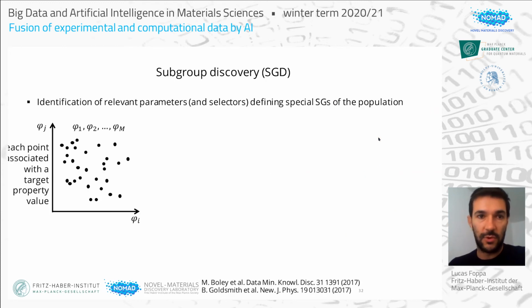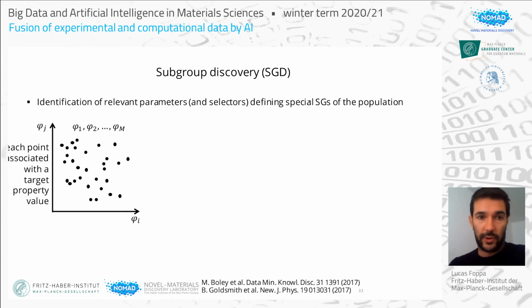So what do we do here? You heard about subgroup discovery before. I'm just giving you a short recap on that. The idea of using subgroup discovery here is that we would like to focus on these exceptional materials. So we will identify relevant parameters and selectors, I will tell you in a while what this means, defining special subgroups of the population.